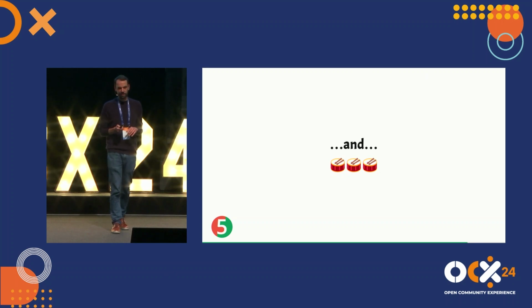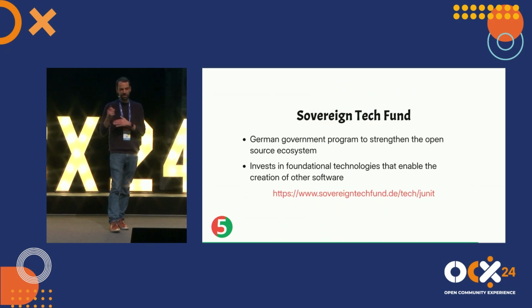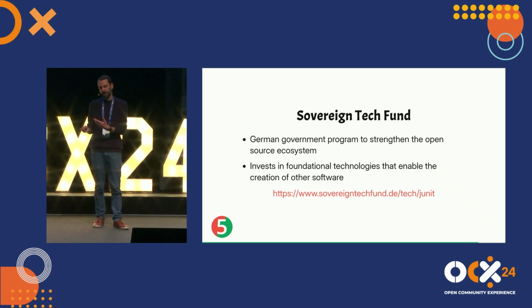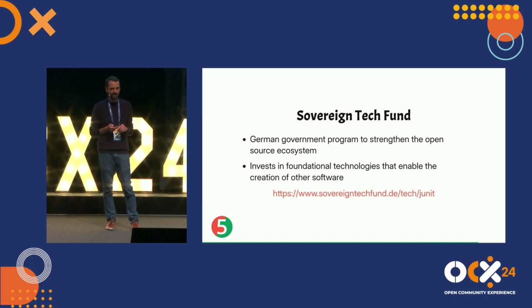And there's actually more, because the Sovereign Tech Fund is investing in JUnit in 2024 and 2025. The Sovereign Tech Fund is a German government program that aims to strengthen the open source ecosystem, and they invest in foundational technologies that enable the creation of other software. As a testing framework, we kind of fit that description. So we applied for funding and we've been accepted. You can also read that on their website here.